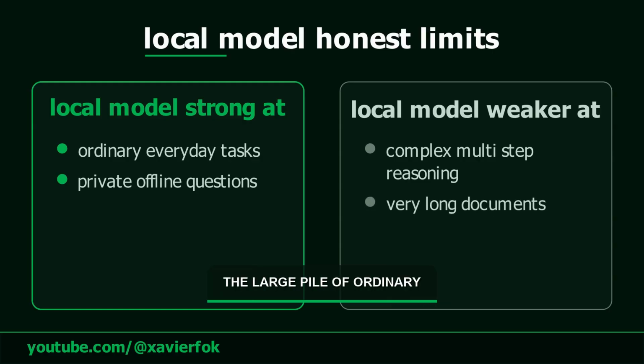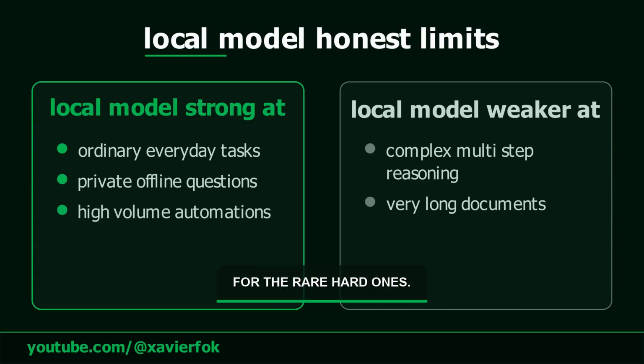Use it for the large pile of ordinary tasks where it shines, and keep a cloud model around for the rare hard ones. That split, local for the common stuff and cloud for the hard stuff, is how I actually run things, and it is the honest answer.